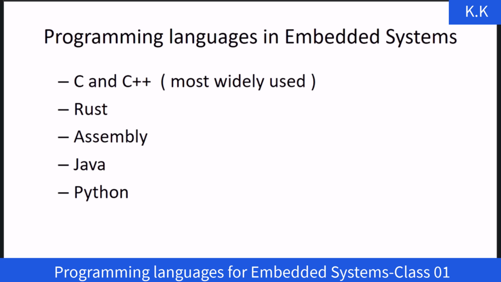The usage of Python, MicroPython, and Java is also rare in embedded systems code development. Assembly level programming is very powerful and it is still being used in various parts of embedded projects. So it's not like C and C++ have completely taken over assembly level programming. Still, some part of the project is coded in assembly level programming.